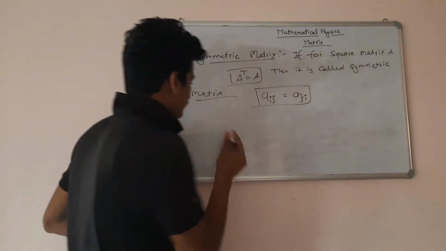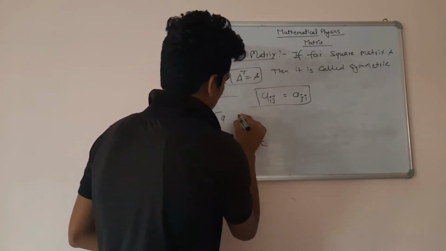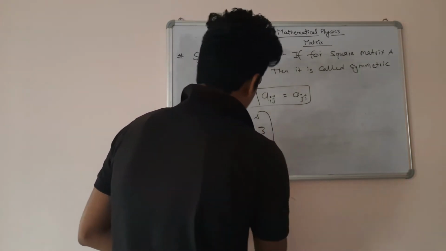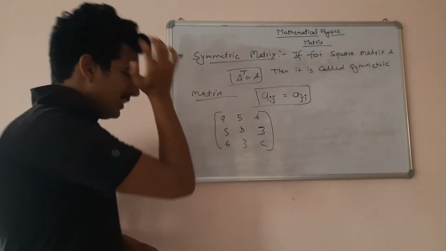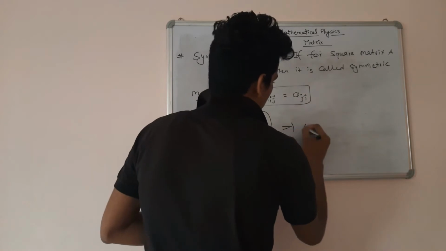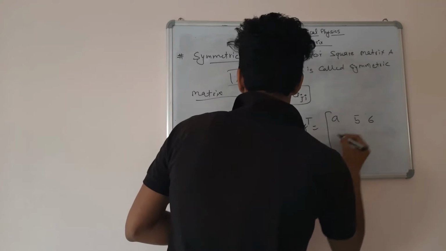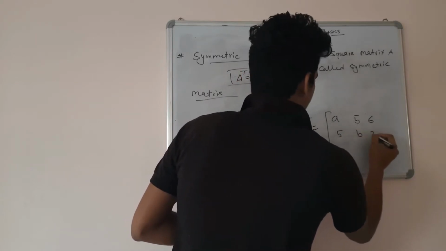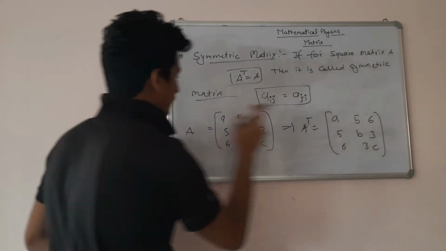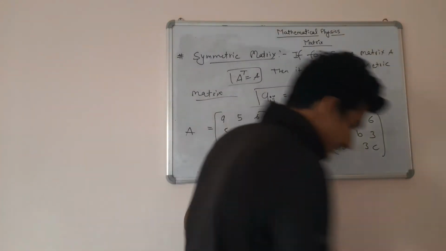Let me give you an example. A, B, C; 5, 6, 3; 5, 6, 3. This is a simple and very basic example of a matrix A. If I do its transpose, then I get a matrix that is the same as this matrix A. So this is the concept of a symmetric matrix.